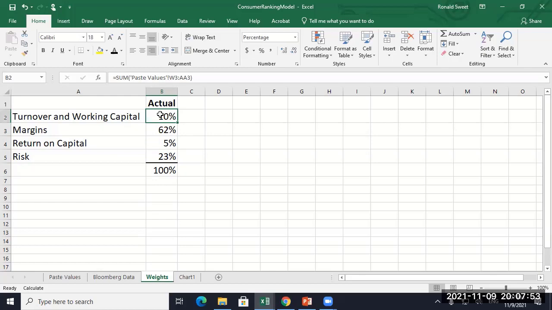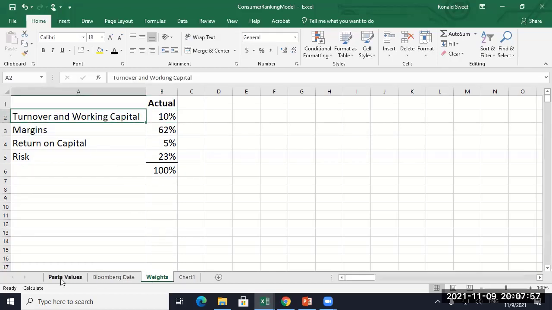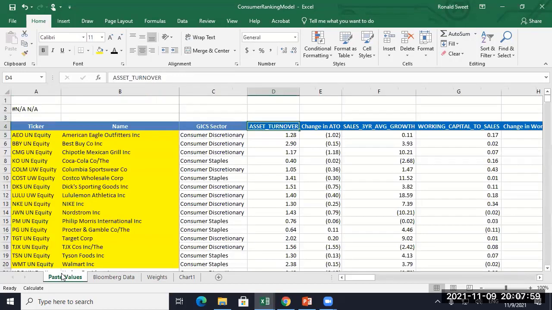That's got to be important, especially working capital. So I forced those in. And so here's my turnover, obviously asset turnover. Now, why didn't I use something like inventory turnover? Well, that's really, really important. The problem is not all of these firms have inventories.